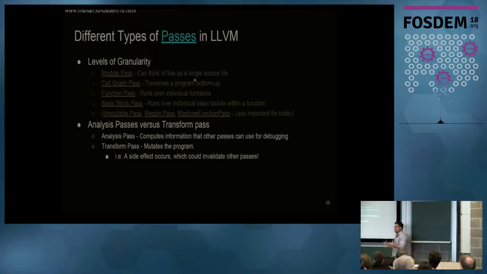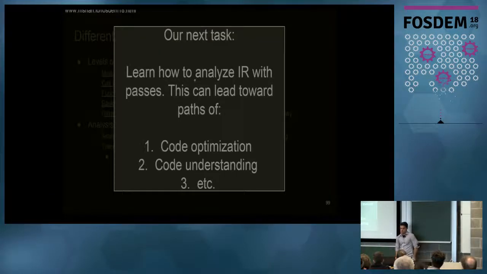And even within these passes, there are analysis passes and transform passes. Analysis, where you're gathering information. That's mostly what I'm focusing on in the next couple examples. But then there are transform passes, where you're actually mutating the program. There's some side effect to the original code. Okay, so the next thing to get introduced to is how to analyze IR with this pass framework.